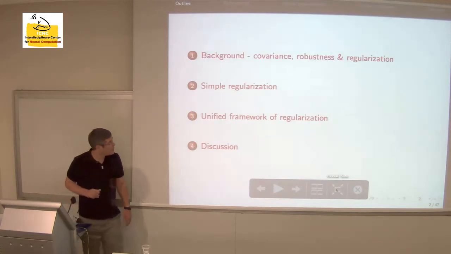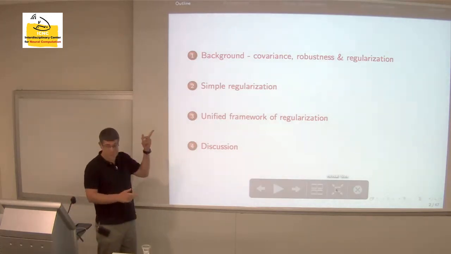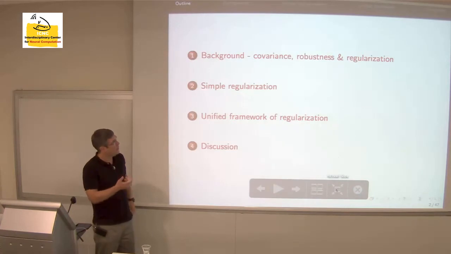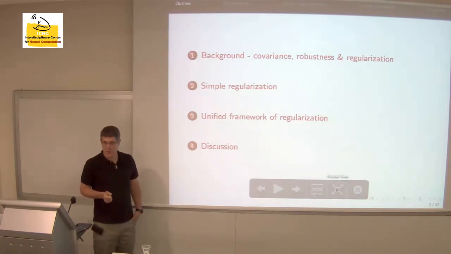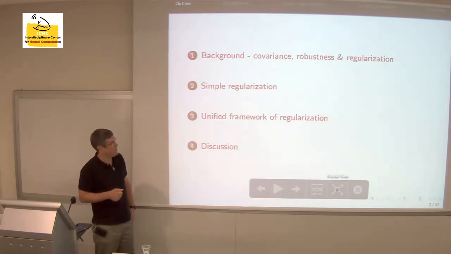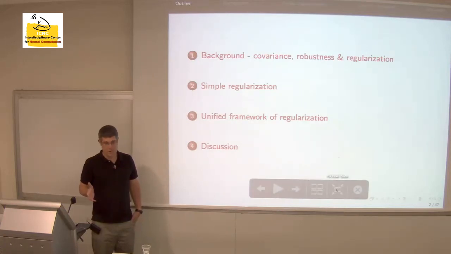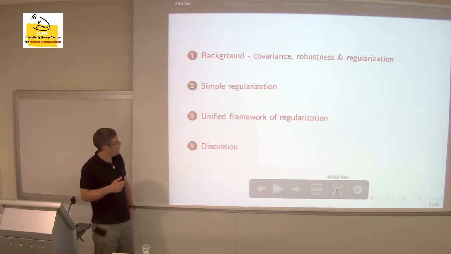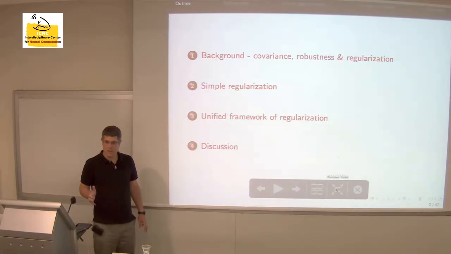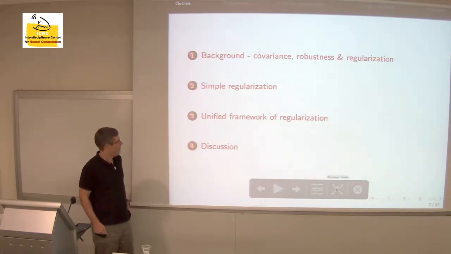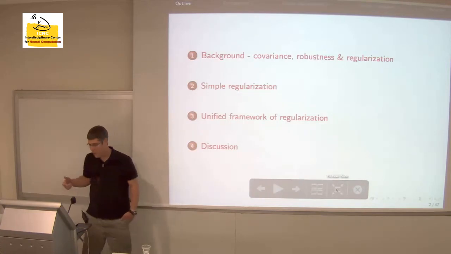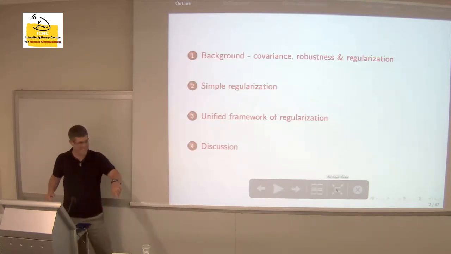So I'm going to give some background, remind us what is covariance, and talk about the two issues that I'm going to combine, that's robustness and regularization. I'm going to start off with something very simple, a simple regularization that people have done before us, but didn't really understand why it works, and we're going to prove it. But we'll still see that it's not complete, and then we'll try to give a unified framework that makes it more clear and understandable. And then we'll hopefully not have time for discussion due to time constraints.